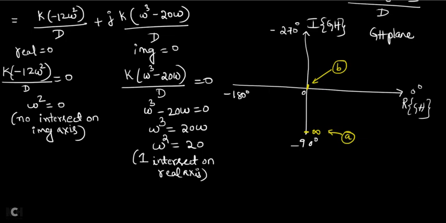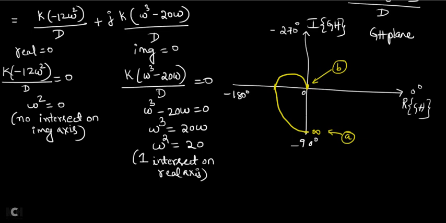So now one intersection is there on the real axis. Now you mark this. Start your Nyquist plot from point A, intersect here, and then after that make a curve and end the curve at point B. After intersection you should make a curve and then immediately that curve should end at point B.